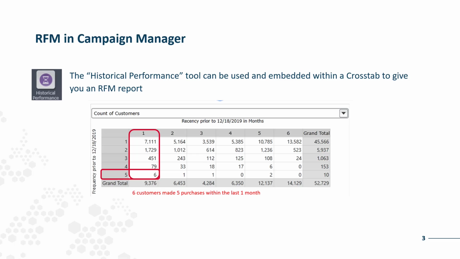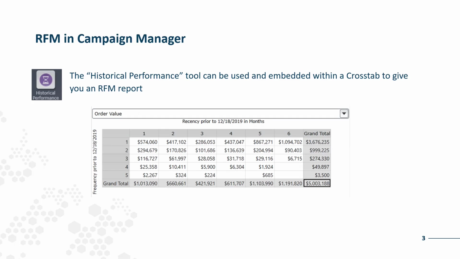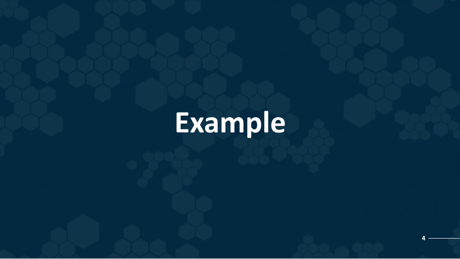So that's telling us the recency element and the frequency, but you can also use the drop down list to change the report to show us the order value, which is your monetary element. So if I now change this, you can see quantitatively how much these pots of people mean to the business. Okay, so I'm going to show you how to do this within Campaign Manager.